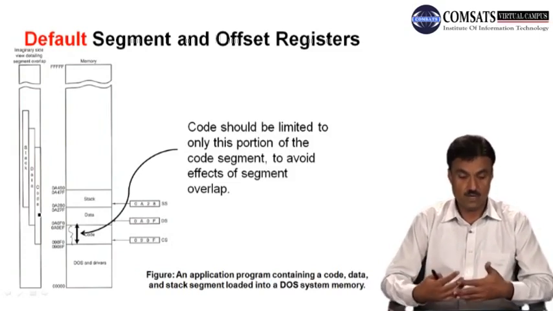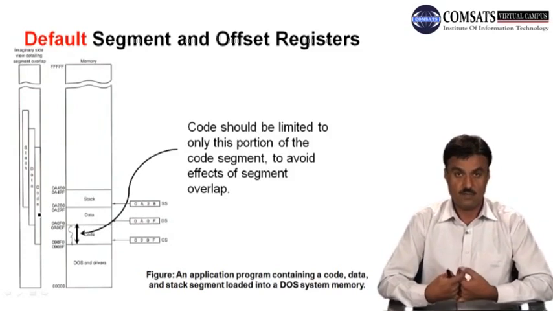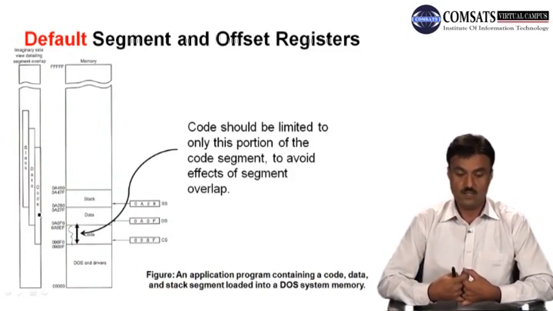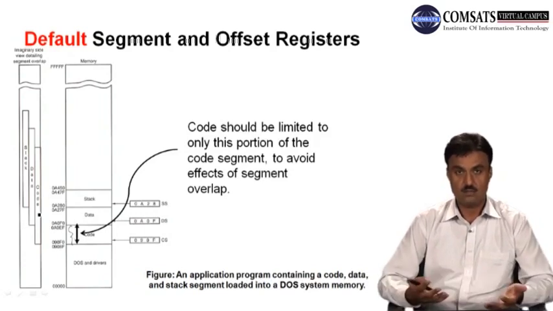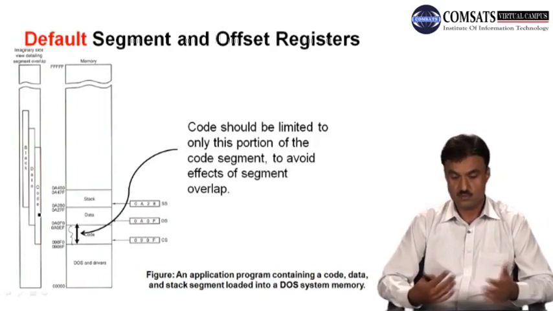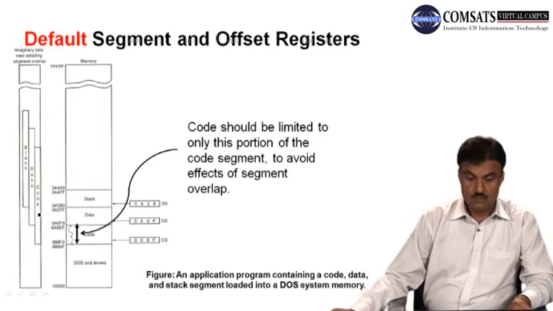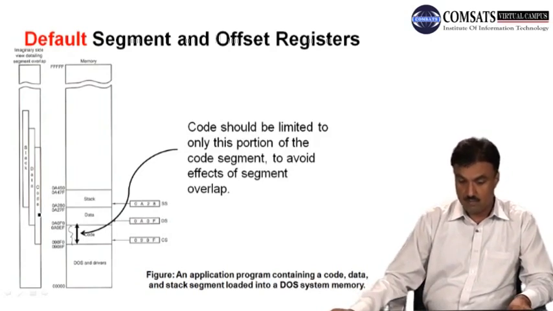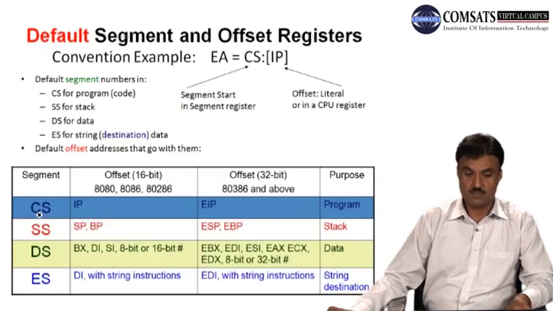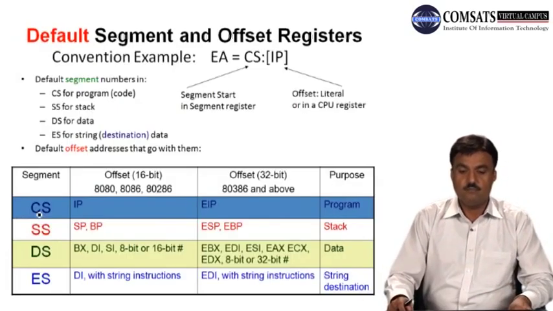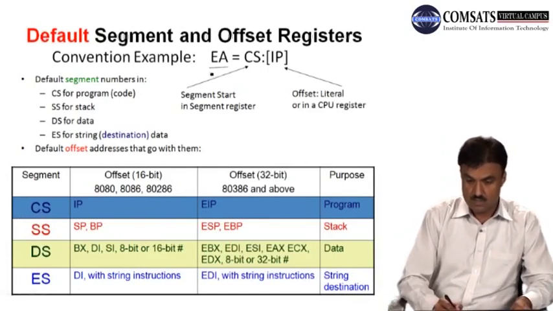To avoid this, we have to check whether they are overlapping or not. But usually the operating system maintains these segments, where to put them and so on. So we have a stack segment, data segment, and all these, and we have to avoid overlapping these segments. And this is the conventional example that we are going to summarize.